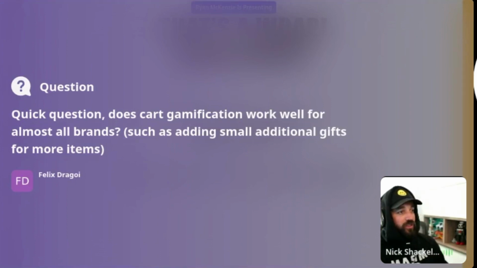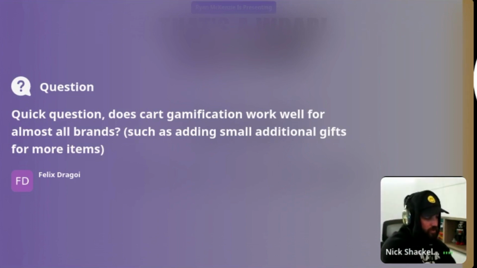Quick question: does cart gamification work well for almost all brands, such as adding a small additional gift for more items? I'd be lying if I said 100% yes. I can't say that for sure. I would assume so, because it's leveraging the same kind of thing that happens when you use a loyalty program. It's sunk cost fallacy, which is when your brain thinks, I've already got this much, I might as well get a little bit more. I do this all the time.